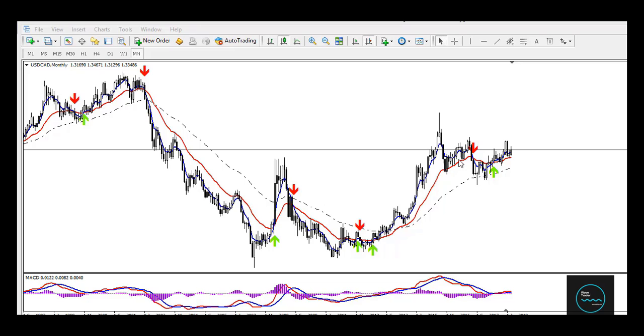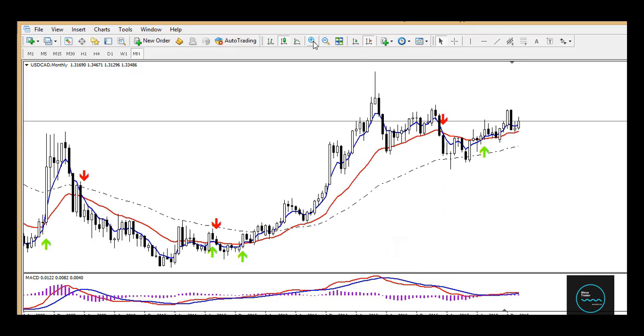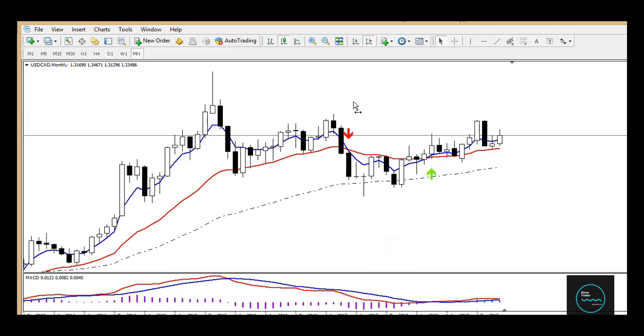So I can tell you that we are in the fourth wave of this Elliott wave. Okay, so we know that price is still going to push outwards in the next few years. That means that the US dollar is going to appreciate in value against the Canadian over the course of the next few years.